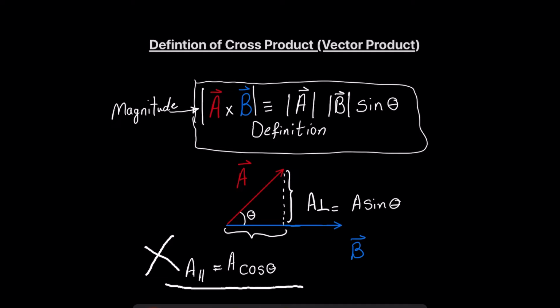So the parallel component is going to be A cosine theta, and we use that in the definition of the dot product. But the A perpendicular component, this is the component of A that's perpendicular to B. That is what we use in the cross product. So the magnitude of A times sine theta can represent the perpendicular side of that triangle. Now, how do we find the direction?